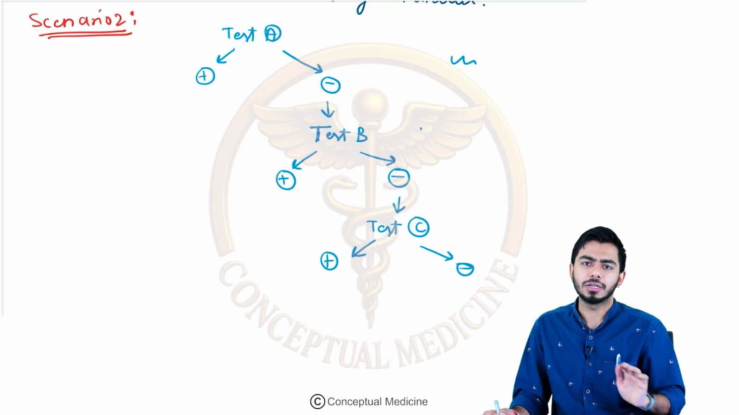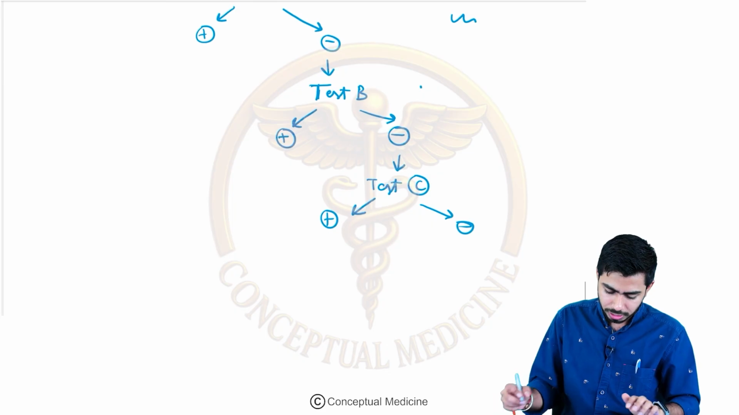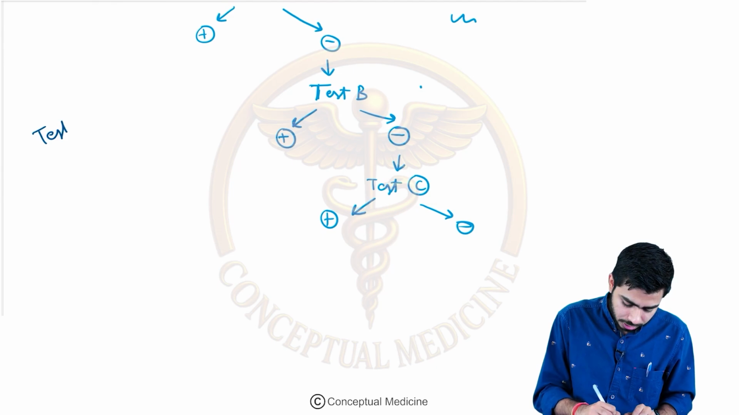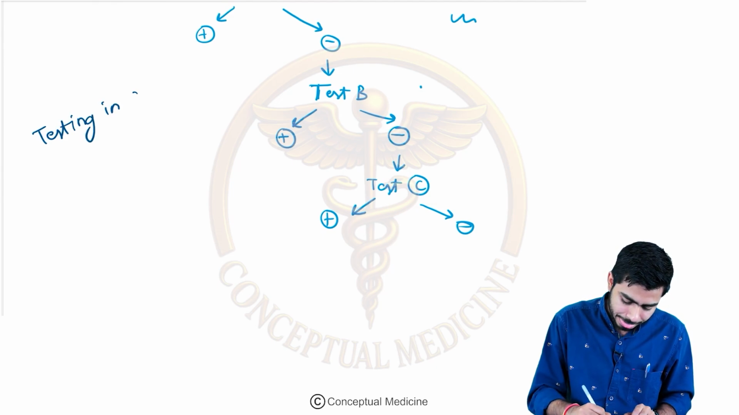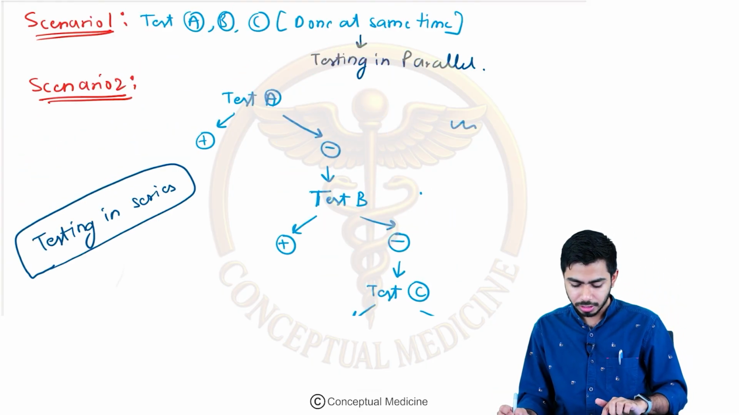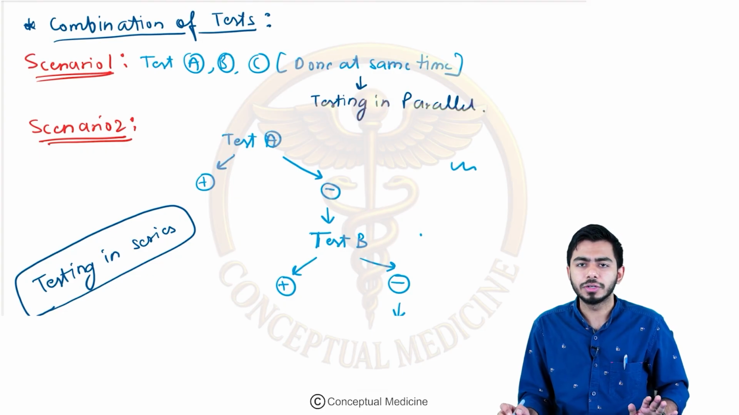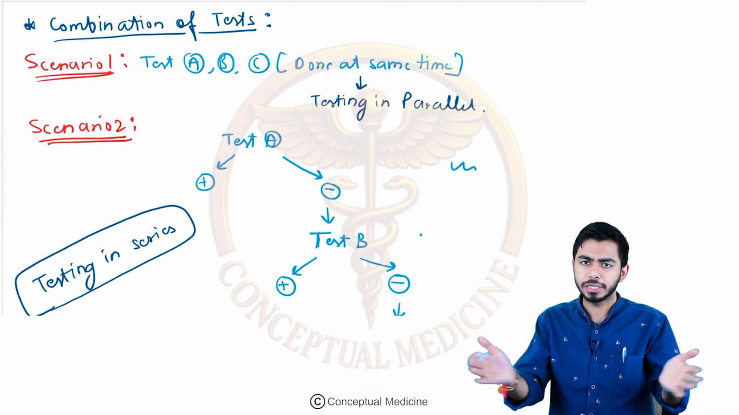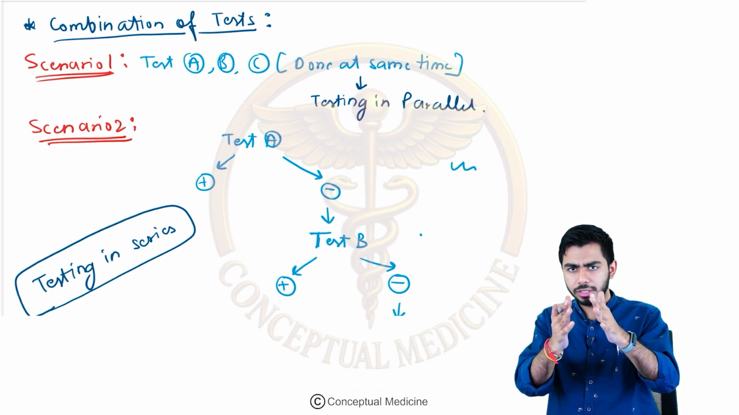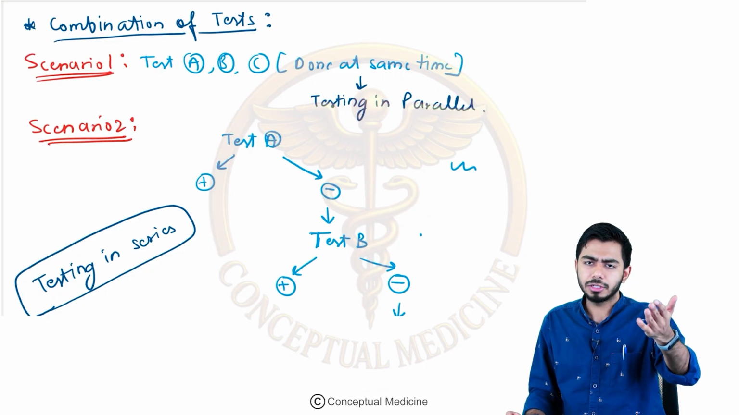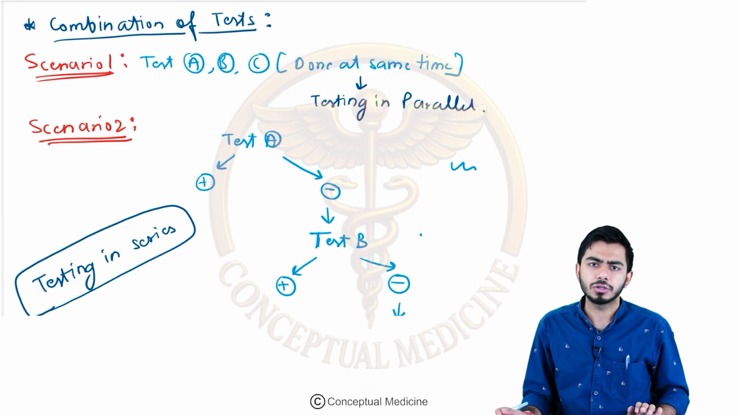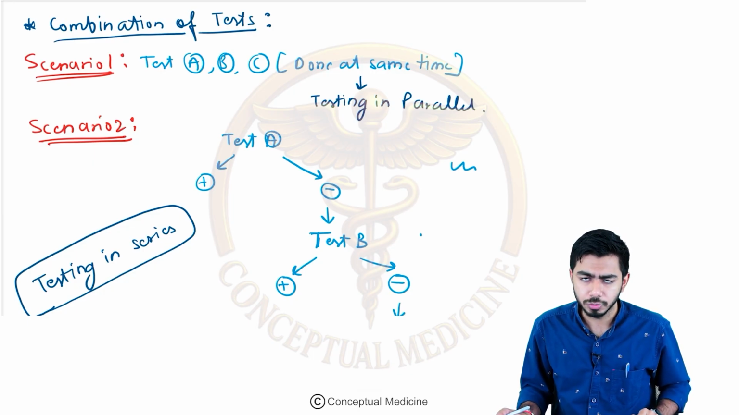This kind of testing is called testing in series. I hope you guys got my point. So one is testing in parallel, which means multiple tests at the same time. If you have a scheme in your mind and you go for one test after another, running another test depending on the results of the previous test, then this kind of testing is called testing in series. I hope you got my point, guys.